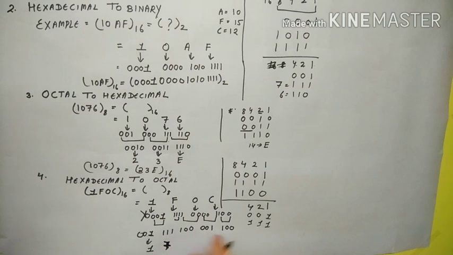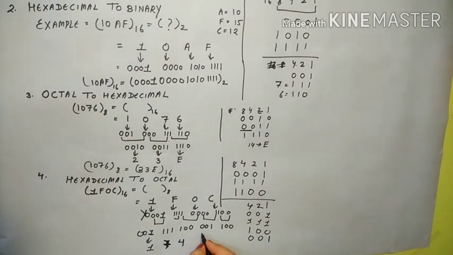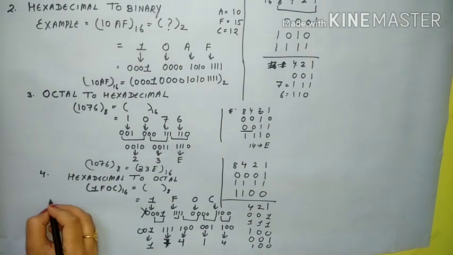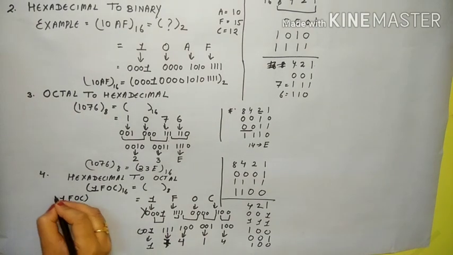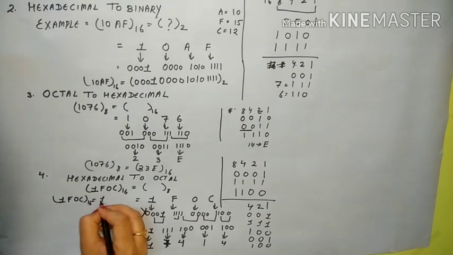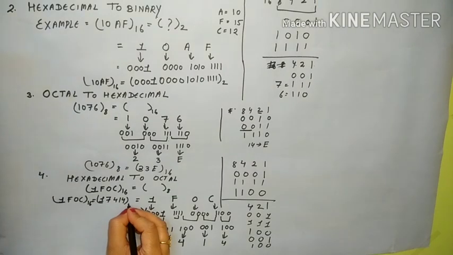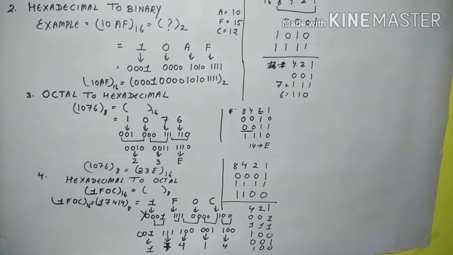Then 1, 0, 0. These two are 0, then the equivalent value is 4. Then 0, 0, 1. These two are 0, the equivalent value is 1. Then 1, 0, 0. These two are 0, the equivalent value is 4. So finally we got the actual value for the equivalent octal number. It is 17414 to the base 8. So this is how you can convert hexadecimal to octal.